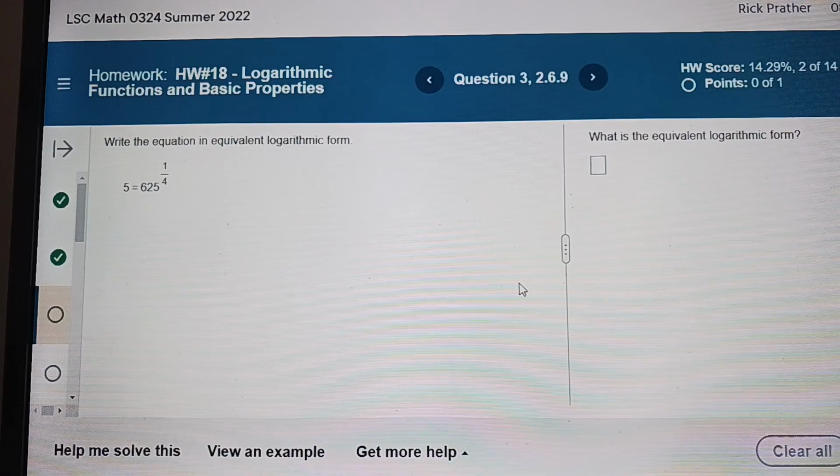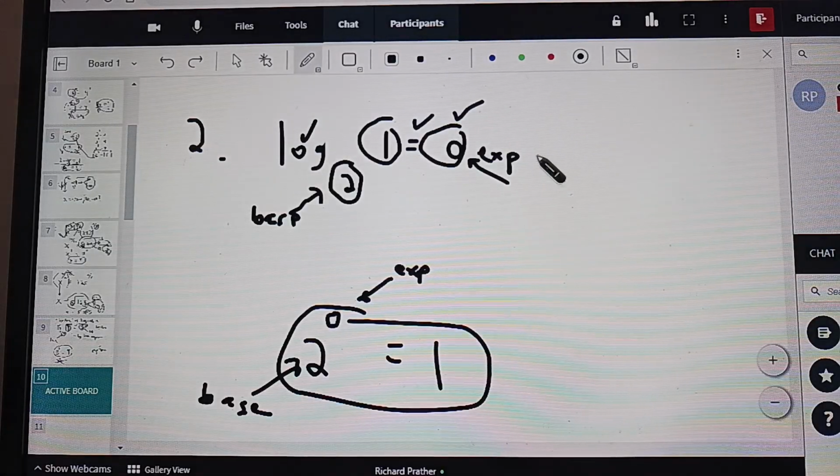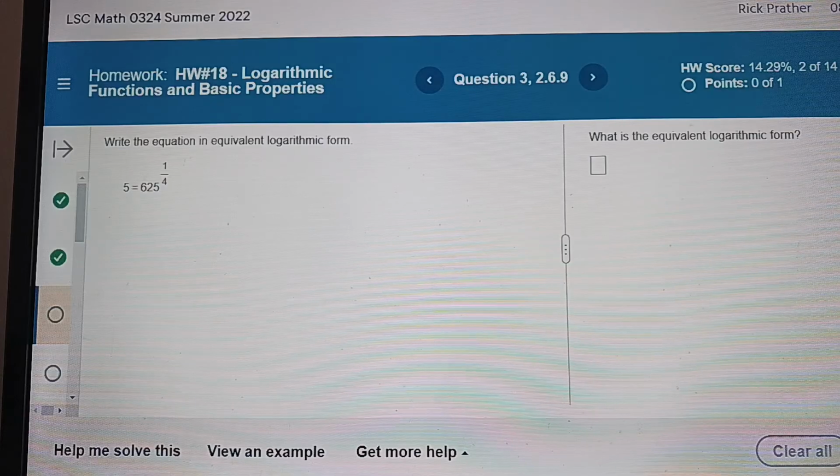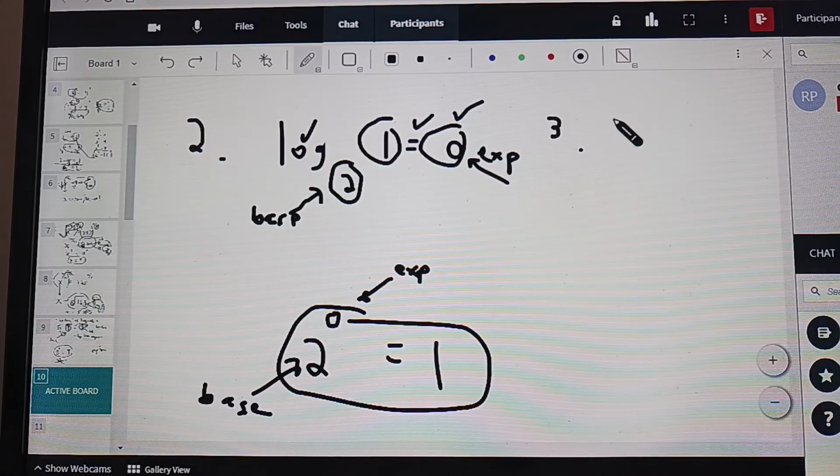Now they should have us go the other way. Yeah, see, now we're going the opposite way. Now we have an exponential equation, and they want us to translate it back to the equivalent log form. Same idea. All you have to do is find the base and the exponent. That's the key thing to both directions. 5 equals 625 to the 1/4 power.